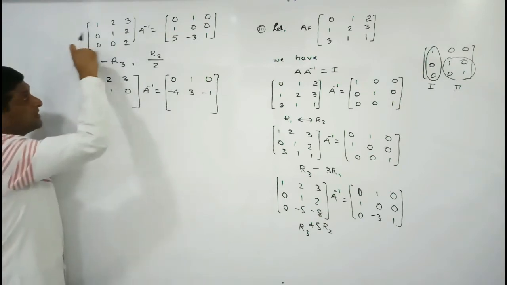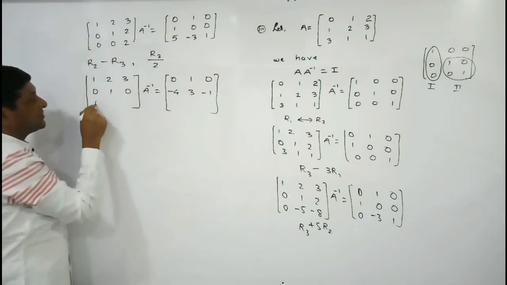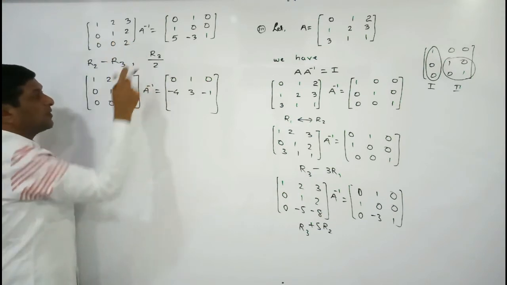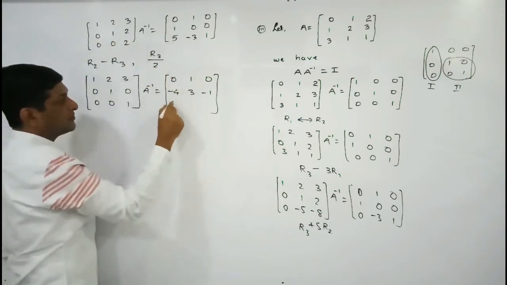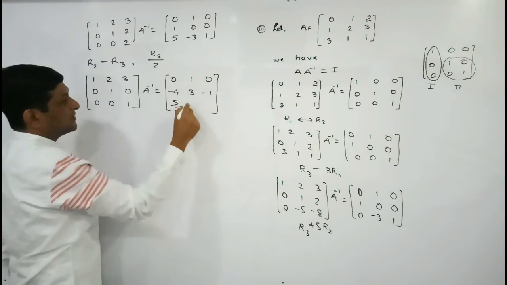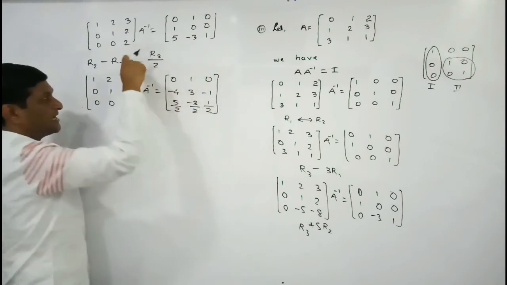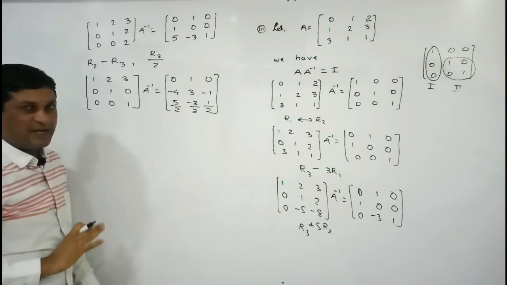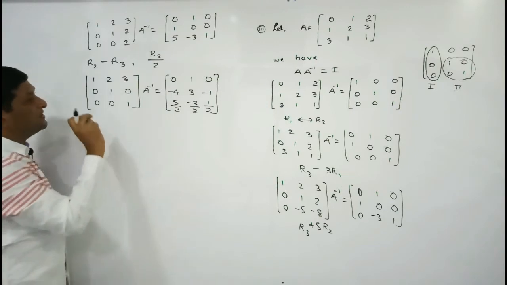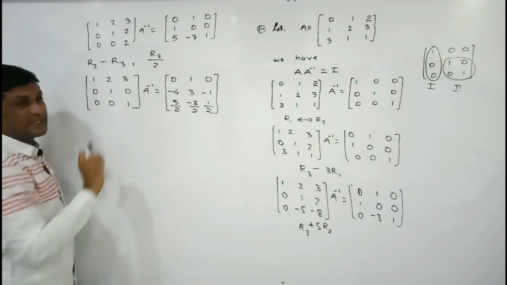So let us divide the elements of R3 by 2. Here we will get 0, here we will get 0. 2 upon 2 will be equal to 1. 5 upon 2 will be equal to 5 upon 2. Here we will get minus 3 upon 2, and here we will get 1 by 2. Just simply we are dividing the elements of R3 by 2. Now here the second step is completed.